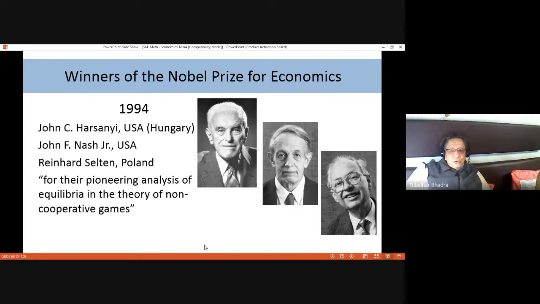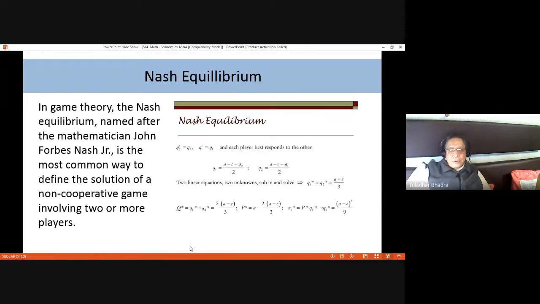1994, two from USA and one from Germany: John Harsanyi, USA, who was born in Hungary; John Nash Jr., USA, this one is Junior, the other Nash is a physician; and Reinhard Selten from Germany, for their pioneering analysis of equilibria in the theory of non-cooperative games. So this is known as Nash equilibrium.